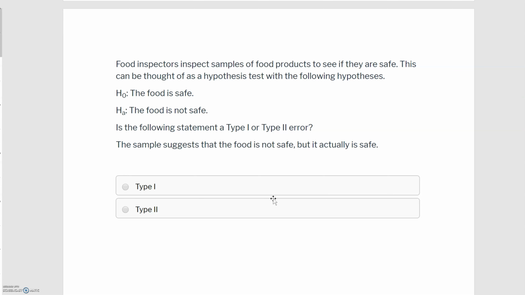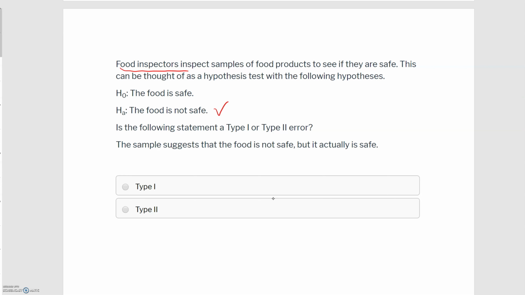So let's just set this up real quick and see if we can get our head wrapped around this. Essentially what they're saying is the food is safe. That's what we want to believe when we go out and eat at a restaurant. And the food is not safe would be an alternative hypothesis that perhaps even food poisoning might bring on, but we're hoping this doesn't happen. But in this case, the food inspectors are inspecting. So here's what happened. The sample suggests that the food is not safe. So they're saying this is true.